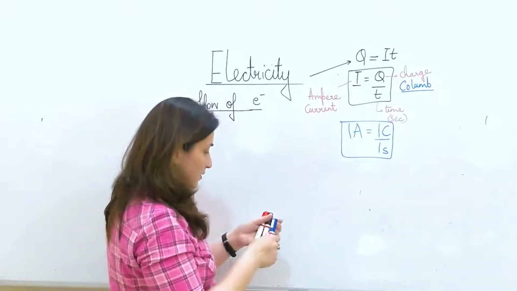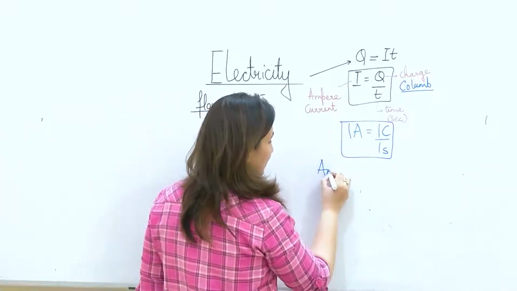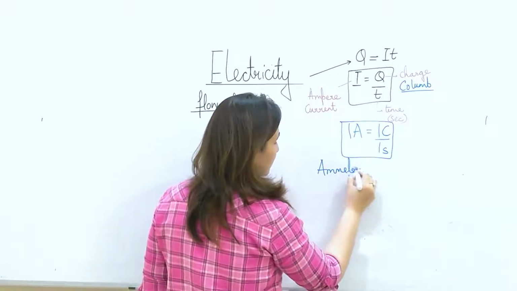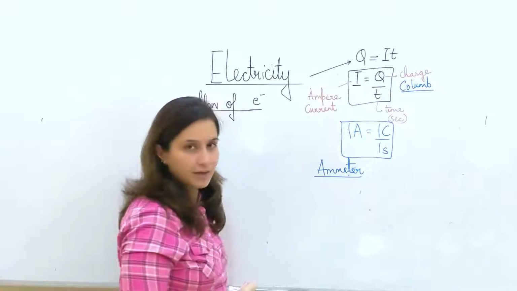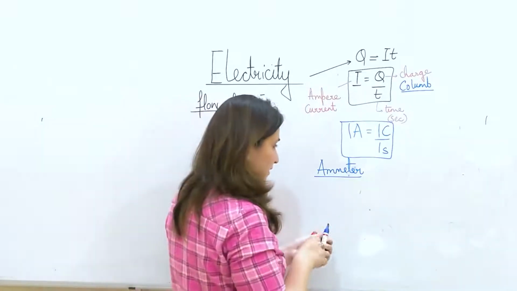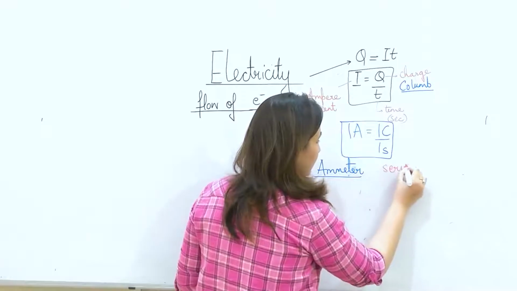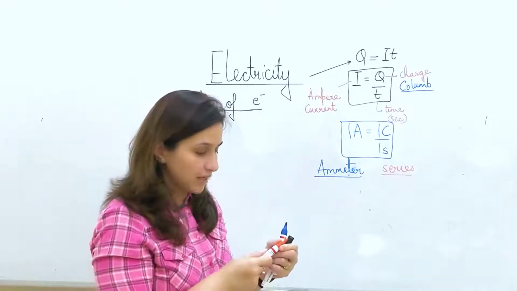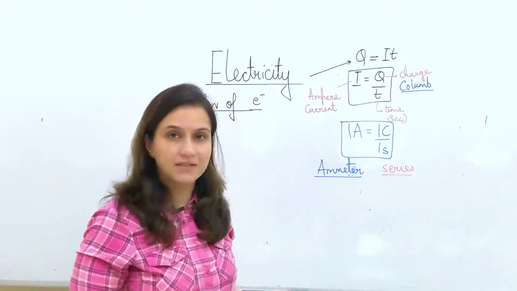Ampere is given after the name of a scientist. Ammeter is an instrument which is used to measure current, and it is always connected in series in a circuit. We will be discussing the circuit in detail, and then I will be telling you what I mean by series. So the ammeter, which is an instrument used for measuring current, is always connected in series.